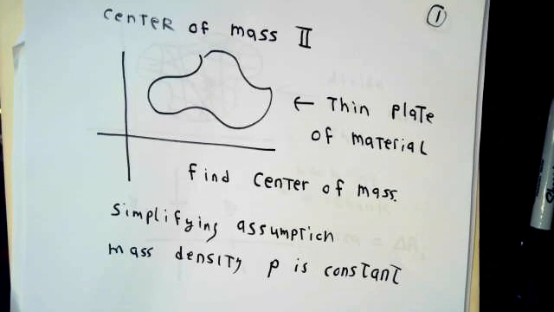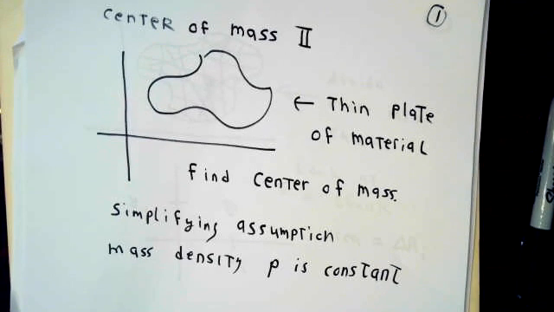The second part of our discussion of centers of mass has to do with what are called planar lamina, which is a fancy word for thin plate of material. So I'm going to imagine I've got some thin plate of material. Maybe it's made out of metal or some other substance, and I want to find the center of mass.